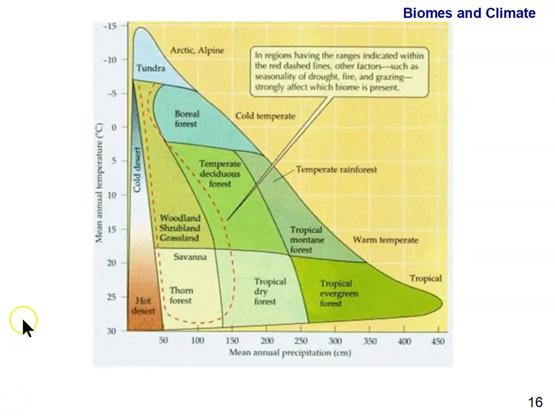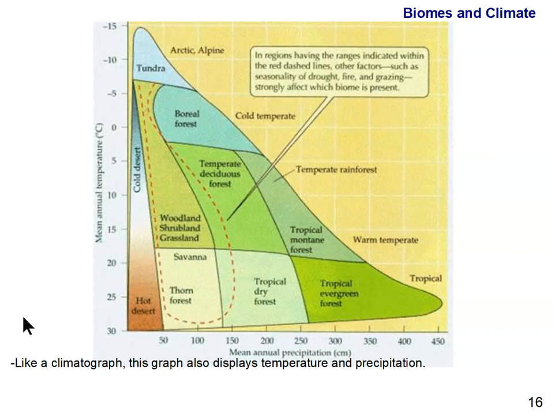Like the climatograph on the previous slide, this graph also compares the mean annual temperature and the mean annual precipitation, or average, but not for one geographic region, for the whole Earth. And that means these areas represent the different biomes. So, for example, what's labeled here tropical evergreen forest is the tropical rainforest. That's that biome.